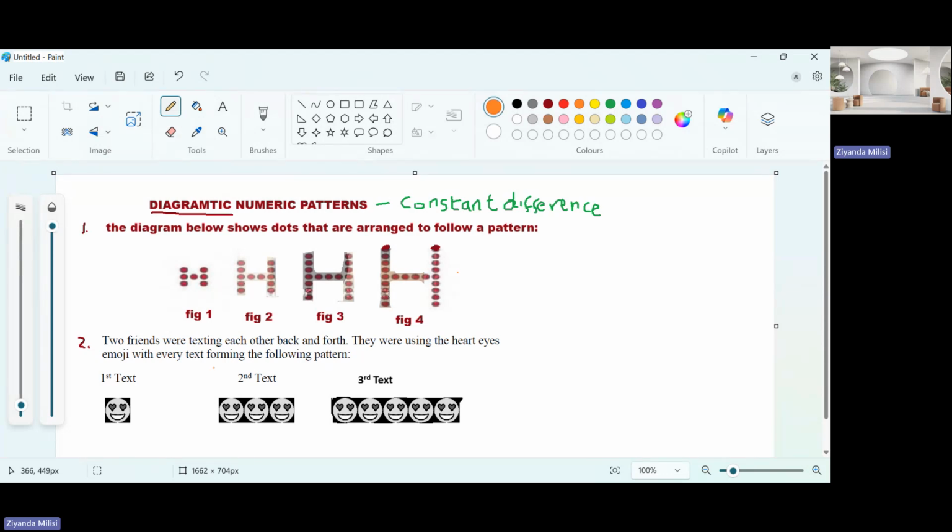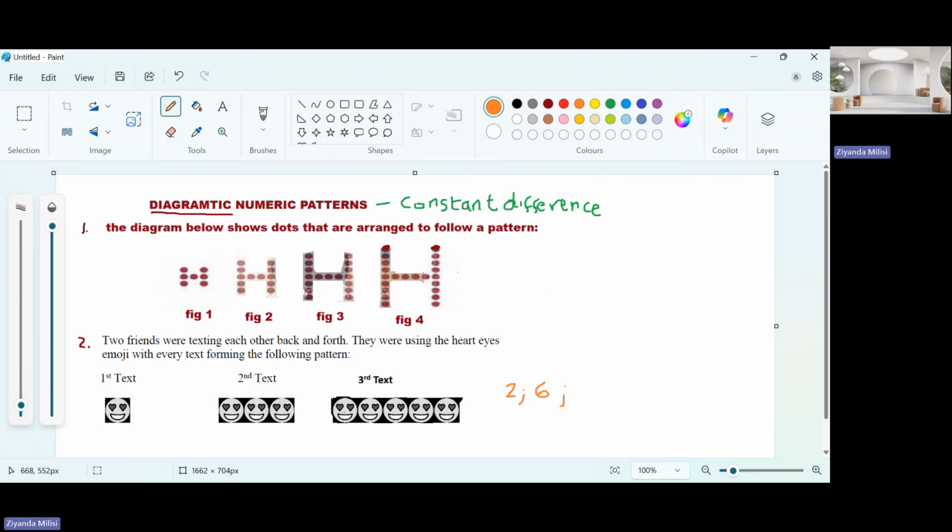Okay, let's look at this statement first. Two friends were texting each other back and forth. They were using the heart eyes emoji with every text, forming the following pattern. We are interested in the heart eyes. Let's write them in terms of numbers, we simplify. Let's start with text 1. How many hearts are there? 2 heart eyes. Then on this one, 1, 2, 3, 4, 5, 6.